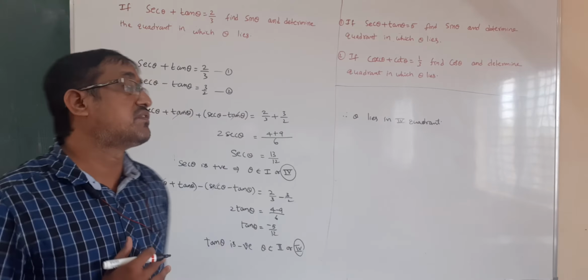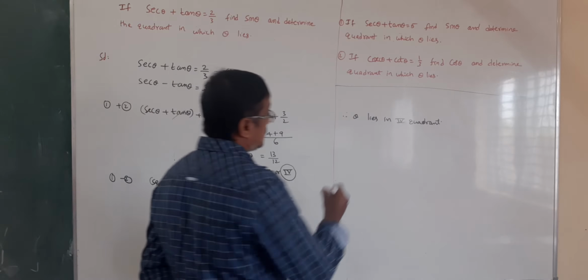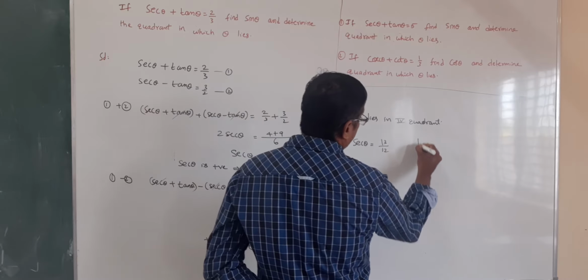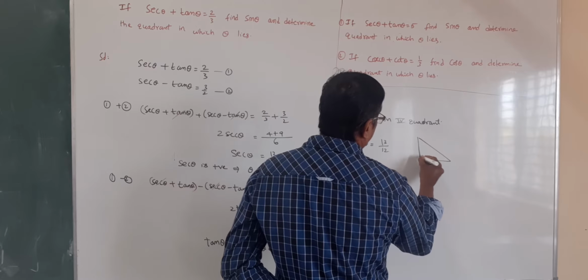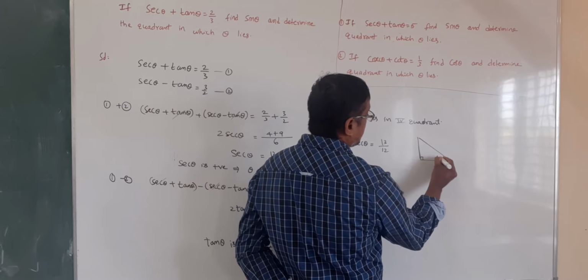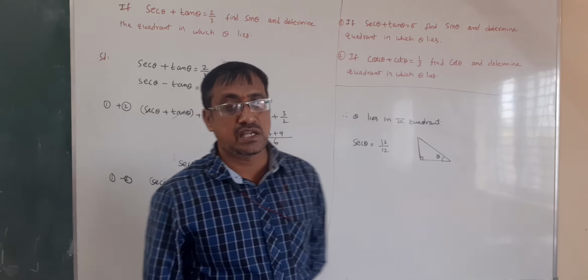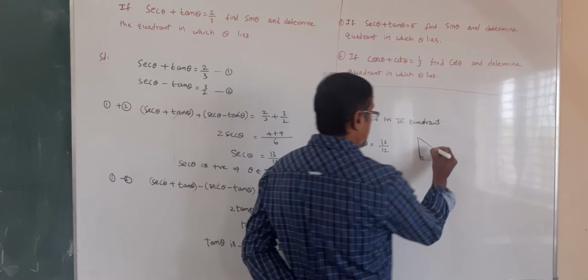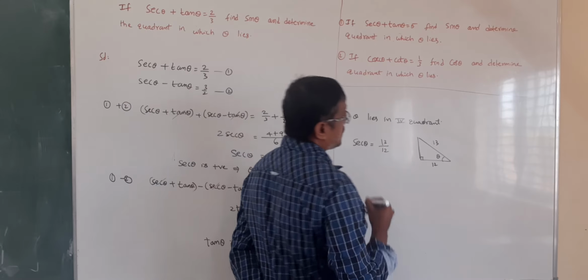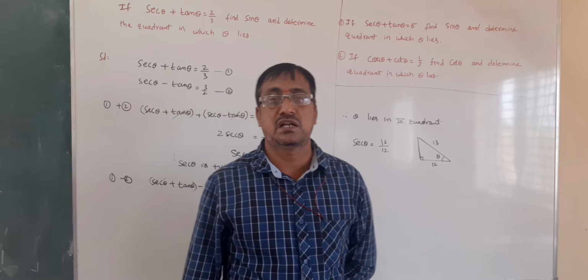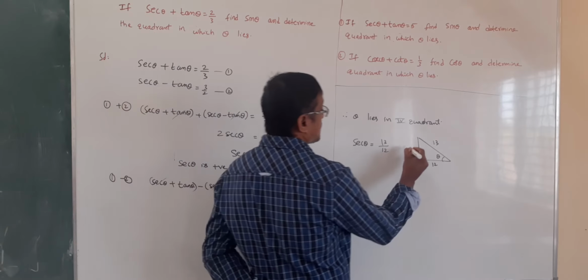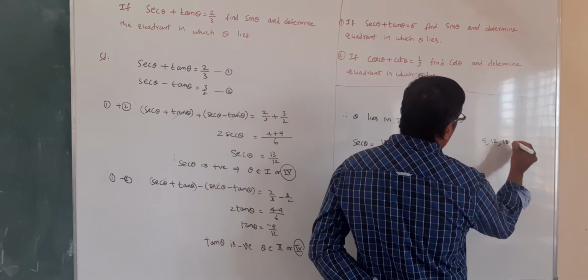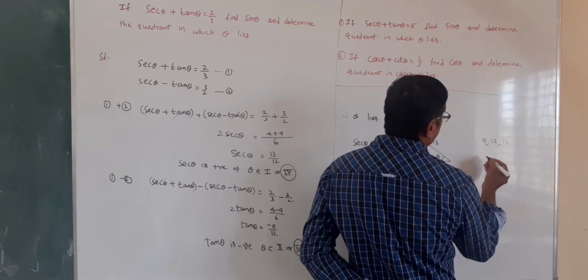Now they have asked to find the value of sin theta. So for that you have secant theta is equal to 13 by 12. So you can draw a right angle triangle with unknown angle theta. Now secant is the hypotenuse by adjacent side. So 13, 12. So the other side will be 5.